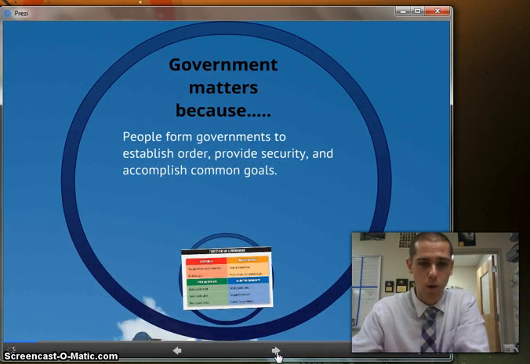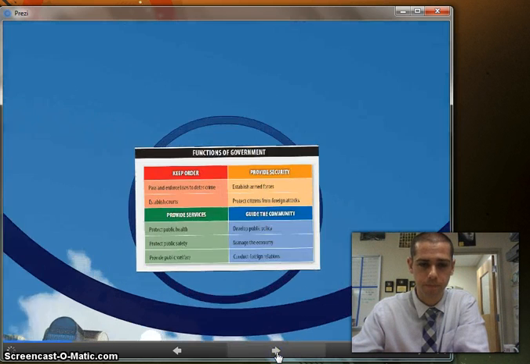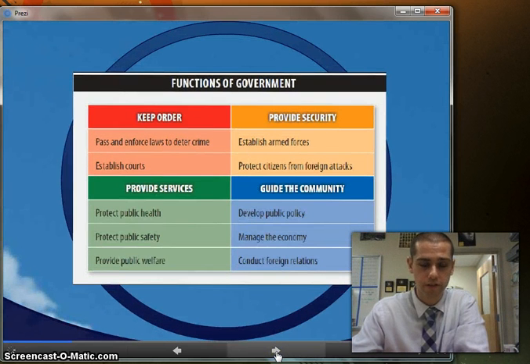Government matters as a whole because people form governments in order to do certain things like establish order, meaning control the chaos, provide security and give protection, and accomplish common goals. Your first four and most important functions of government are to keep order, provide security, provide services, and guide the community. However you need to set it up in your Cornell Notes, I would like to make sure that you copy down this chart directly into your notes so you have a copy of this chart yourself.